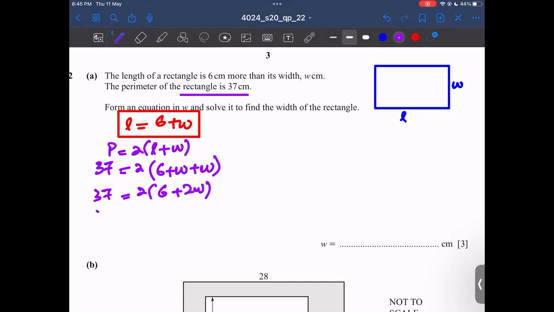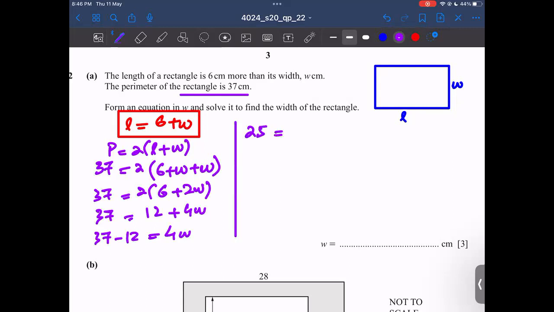I'll get 37 equals 2 times 6 is 12, 2 times 2W is 4W. 37 minus 12 is equal to 4W. So what is 37 minus 12? 37 minus 12 is going to be 25, which is equal to 4W. And 25 divided by 4 is going to be your answer. 25 divided by 4 is the value of W, that is 6.25.